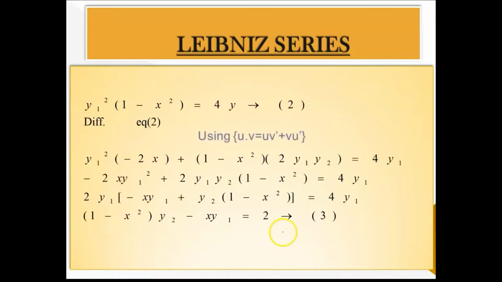Moving to our next slide. I simply wrote the previous values in the next slide for your convenience. Now I will differentiate it a second time. So now I use the product formula of u dot v. The formula is written here: derivative of u v equals u derivative of v plus v derivative of u. So what is u here? U is y1 squared and v is 1 minus x squared.